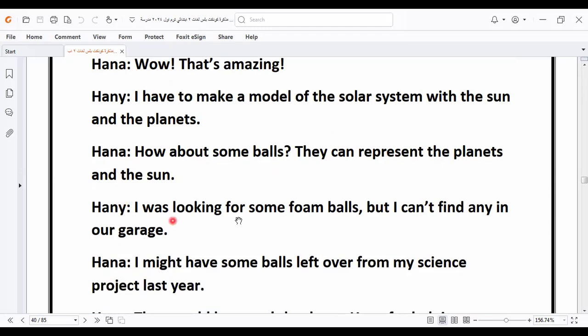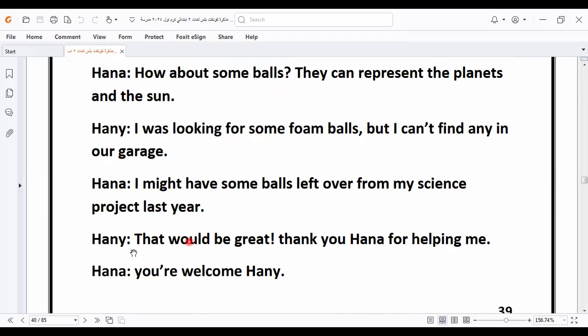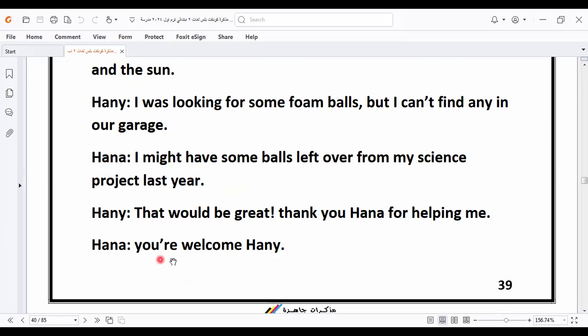Hani: I'm looking for some foam balls, but I can't find any in our garage. Hannah: I might have some left over from my science project last year. Hani: That would be great. Thank you, Hannah, for helping me. Hannah: You're welcome.